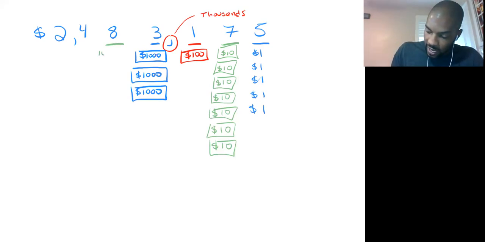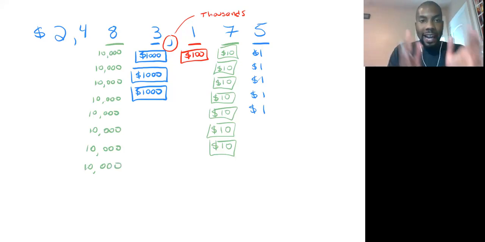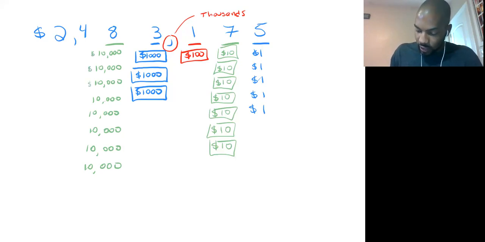So you have 10,000, 10,000, 10,000, that's 3 10,000s, that's 30. Here's 40, there's 50, there's 60, there's 70, and there's 80. There are 8 $10,000 bills, or $80,000. Now, how do I say this whole number?